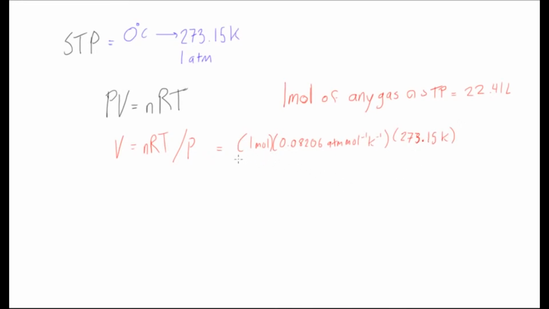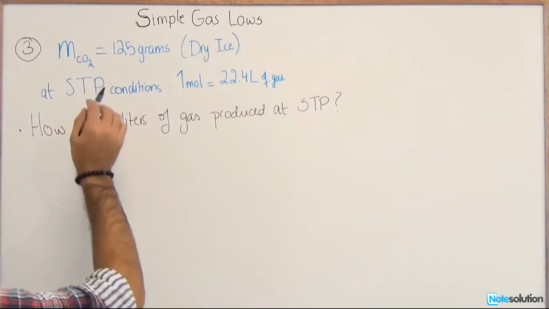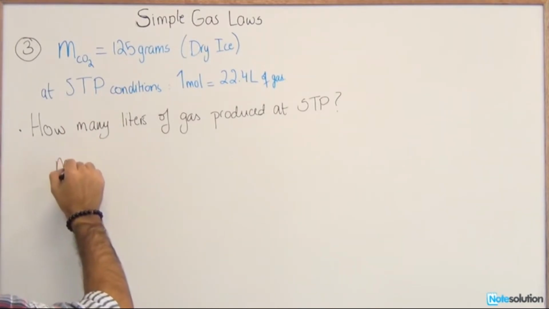So now we just have to divide this by our pressure, which is just 1 atmosphere, all over 1 atmosphere. So this is our standard condition for 1 mole of any gas sample. If you go through this and multiply it out, you'll find you get 22.41 liters.